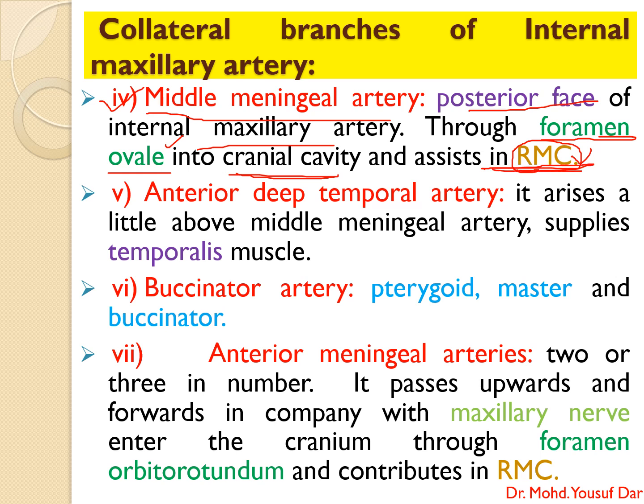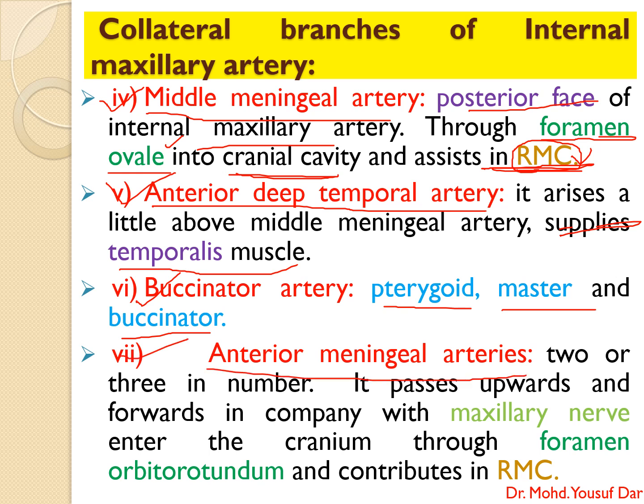rete mirabile cerebral. Next branch of the internal maxillary artery, the anterior deep temporal artery. This anterior deep temporal artery arises just above the middle meningeal artery and it supplies the temporalis muscle. Now the buccal artery, it supplies the pterygoid muscle, the masseter muscle, and the buccinator muscle. Next collateral branch is the anterior meningeal artery.